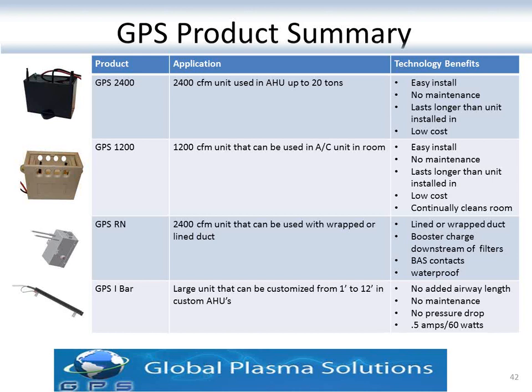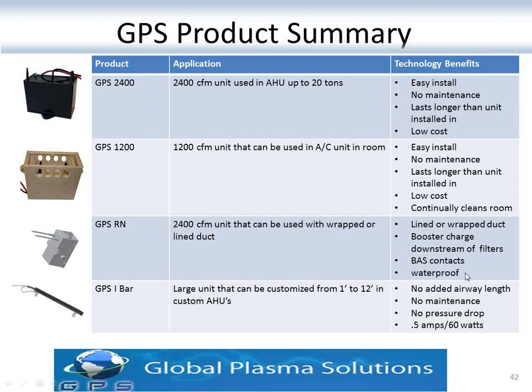A larger one, the RN, also handles 2400 CFM. They do have a 3200 CFM model, but this has longer probes. You can see the longer probes here. Those are 3-inch probes, and those are meant for lined or wrapped duct. You can put those downstream of the coil to provide a booster charge. It does have some VAS contacts, and it is waterproof.